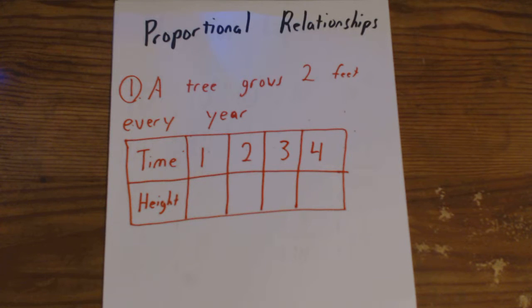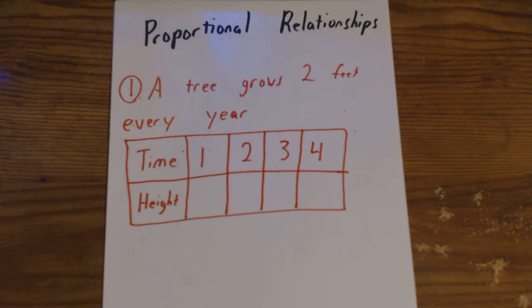Today we're going to talk about proportional relationships. Proportional relationships are ones that increase at a fixed rate. They're somehow related, so when one goes up by a certain amount, the other one will go up by a corresponding amount. So for number one, we have a problem here.